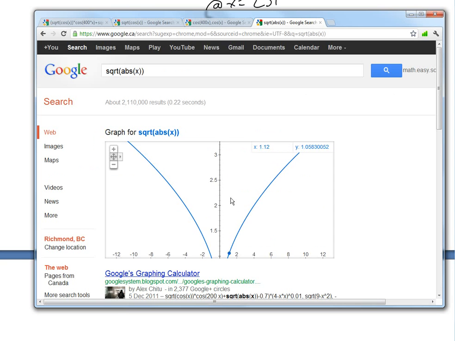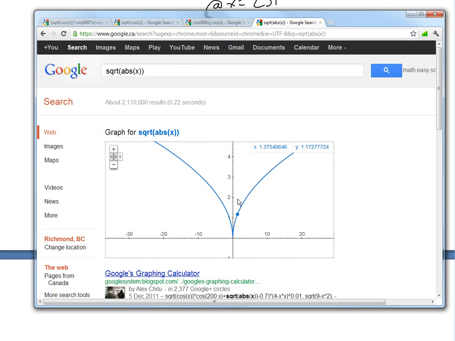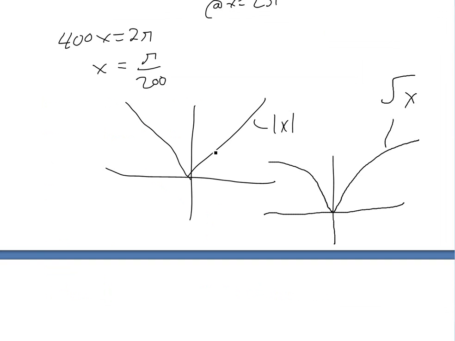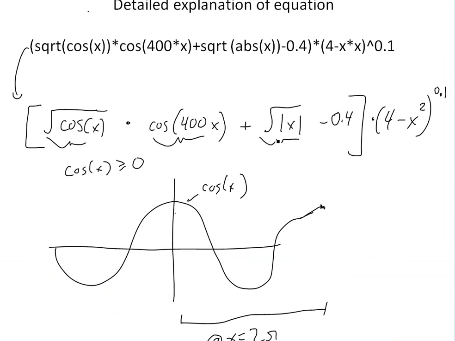As you can see, it's just a square root x, but on both sides, it's a mirror image. Okay, so now let's look at this one. The minus 0.4, what is it? It kind of stretches it, I'm not too sure. But let's look at this one right here, and then I'll put them together one by one, see what happens.